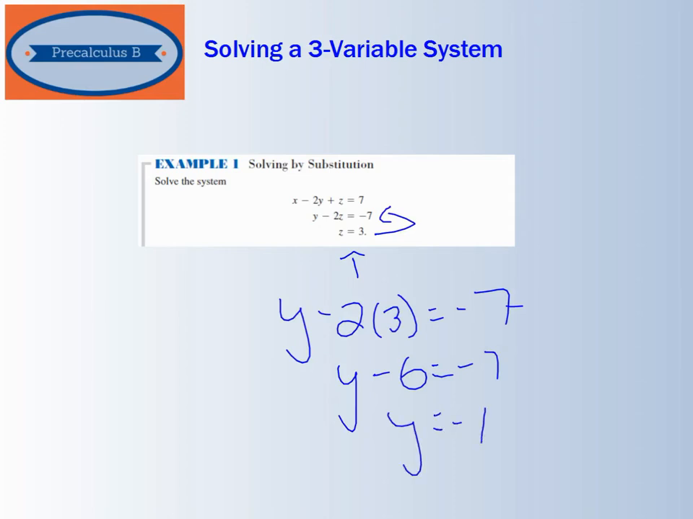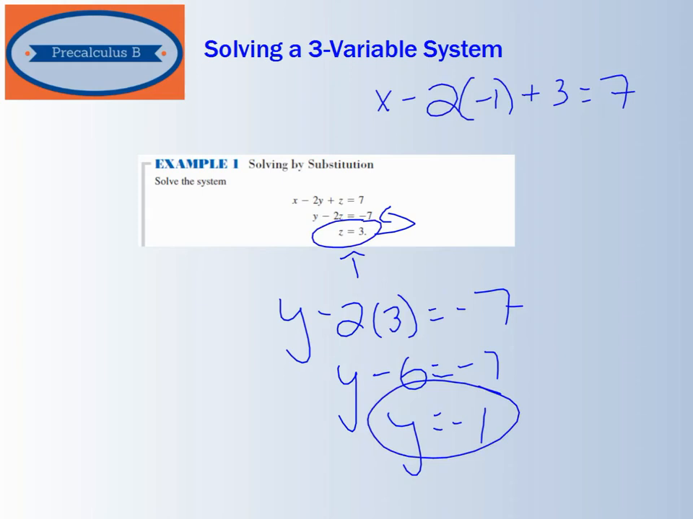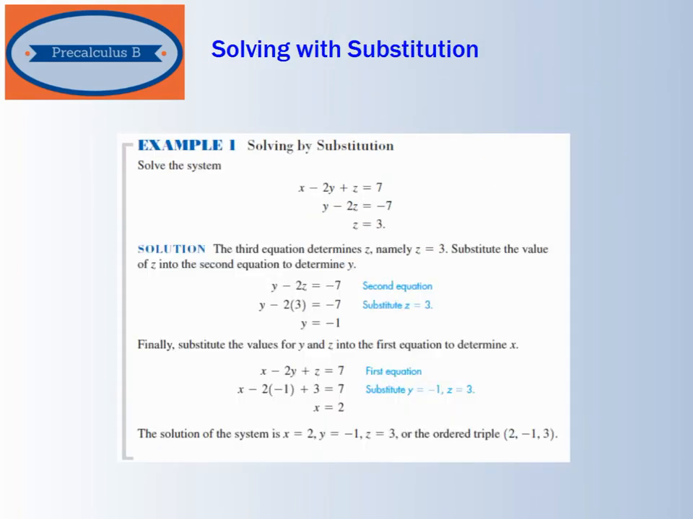We're now going to take z equals 3 and y equals negative 1, and we're going to substitute into the first equation. x minus 2 times negative 1 plus z, which is 3, equals 7. x plus 2 plus 3 equals 7, therefore x has to equal 2. So you should get x is 2, y is negative 1, z is 3. Once again, that's how we solve using substitution. And that's what this breakdown here tells you.